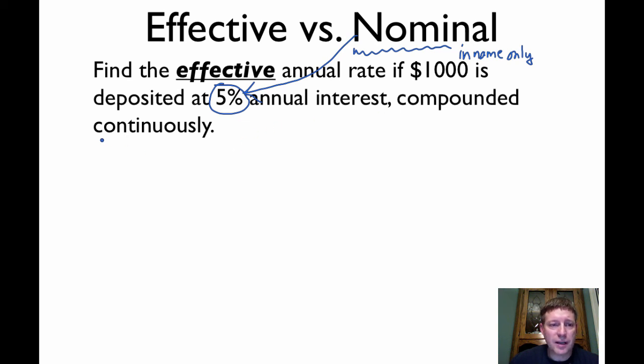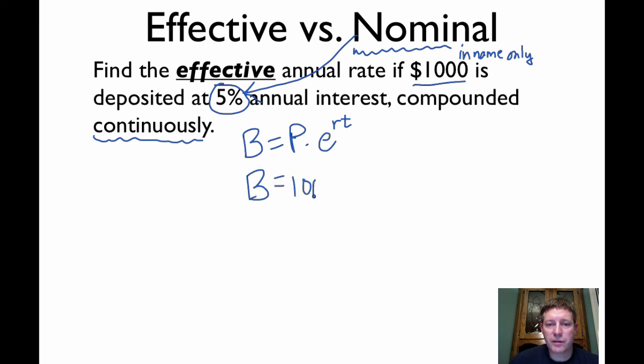So since this is a continuous interest problem, we're going to use that PERT formula, principal times e to the RT. And we know that balance is always going to be, here's our principal, $1,000, times e to the 0.05t. And now we want to find the effective rate. The effective rate turns out to be what you really get when you do it continuously. It'll be a little bit more than 5% because of the continuous compounding.